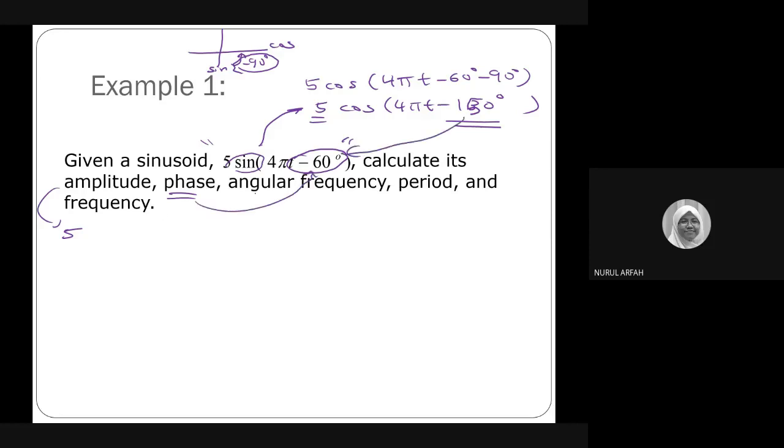Next, what is the angular frequency? 4 pi. And what is the unit? Radians per second. Yes, correct. And what is the period T? From the equation, we have 2 pi divided by omega. So 2 pi divided by 4 pi becomes 0.5 second. What about frequency?